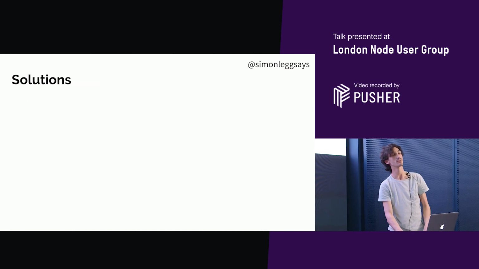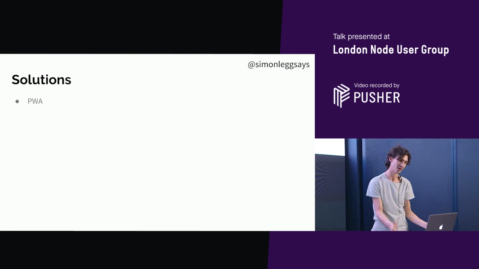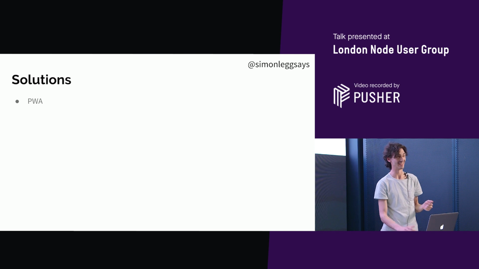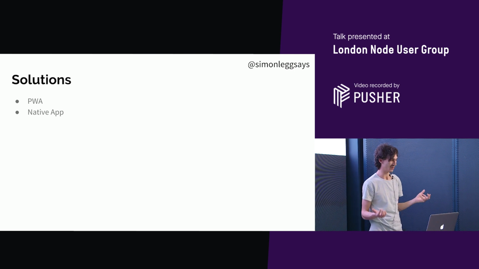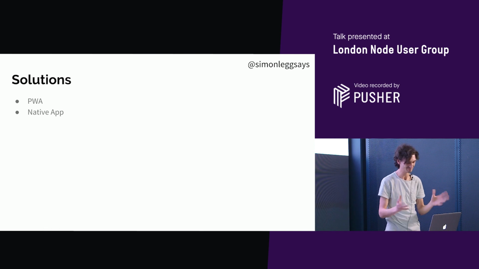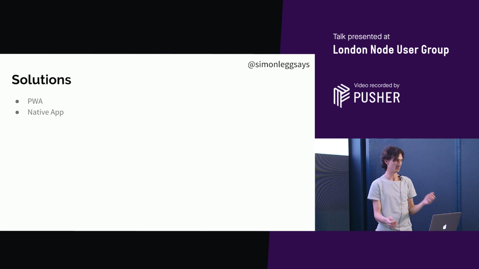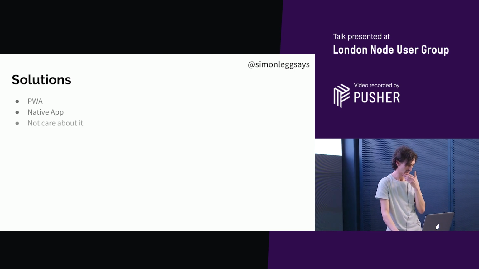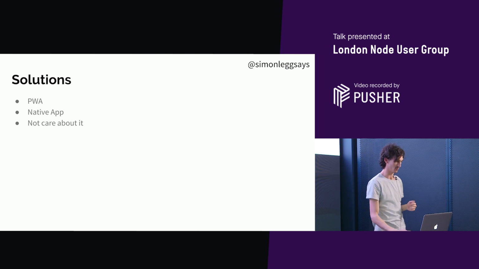So I thought of some solutions. I thought of building a progressive web app, but that wasn't going to work because it doesn't go in the native share sheet, unfortunately. So I thought, all right, I'll build a native app, but I don't know anything about building a native app. Maybe like React Native, but I wasn't going to do that because it would just be a blank screen that just goes into the share sheet. The other option was just not care about it, but I wanted it, so I cared about it.